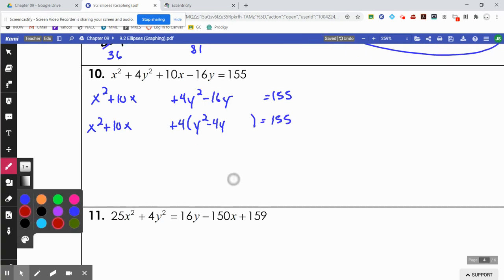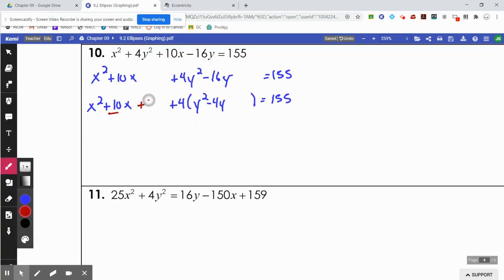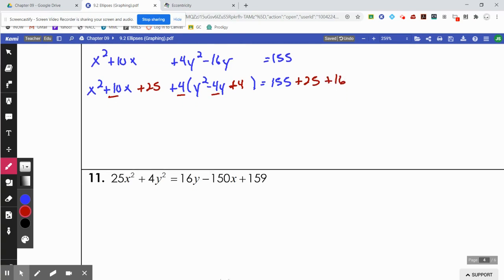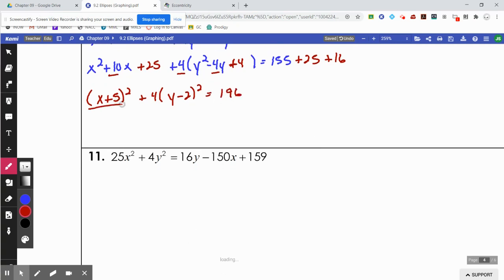Let's complete our squares. Half it, square it, gives you 25, add it to both sides. Half it, square it, gives you a positive 4. However, there's a 4 in front of the parentheses, so add 16 to both sides. 4 times 4. Now let's factor. Gives you x plus 5 times itself, plus 4 times y minus 2 times itself, equals 196. Divide all three terms by 196 to get your 1 over there.